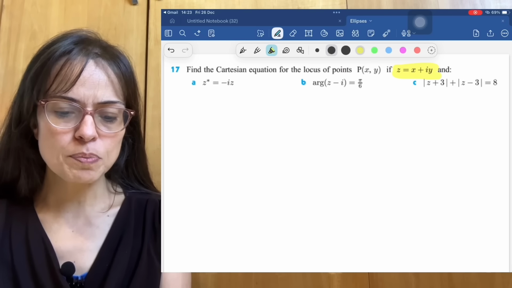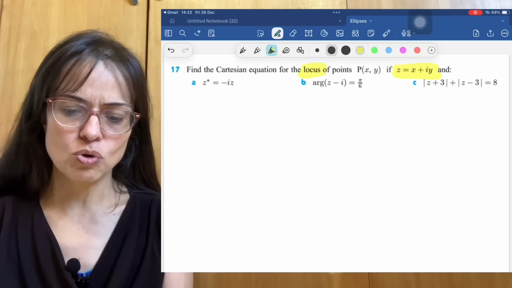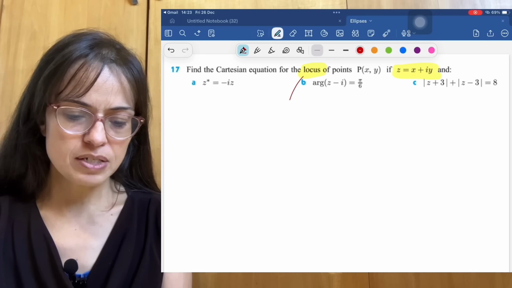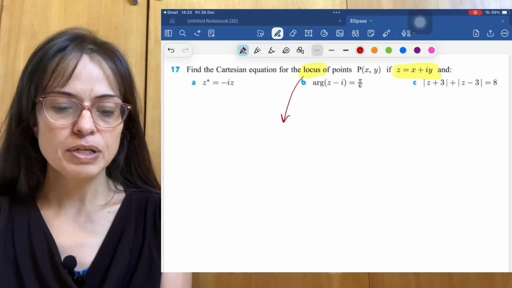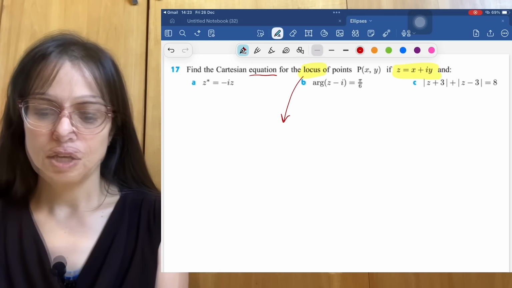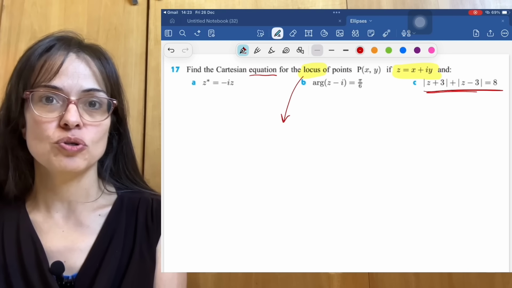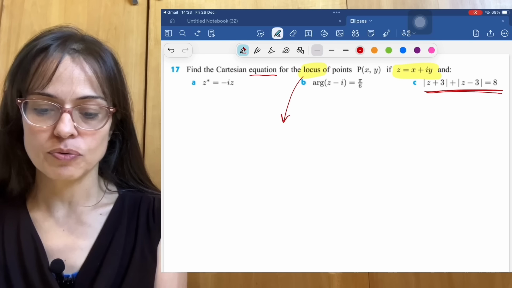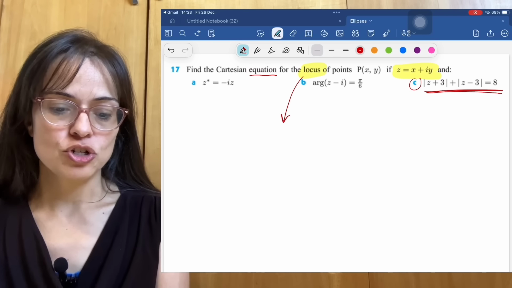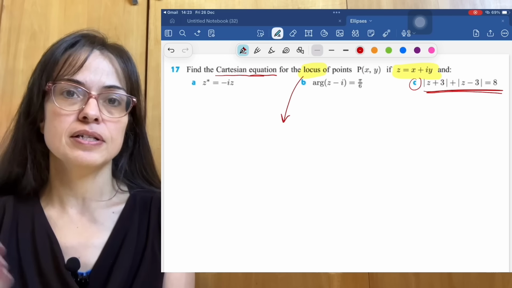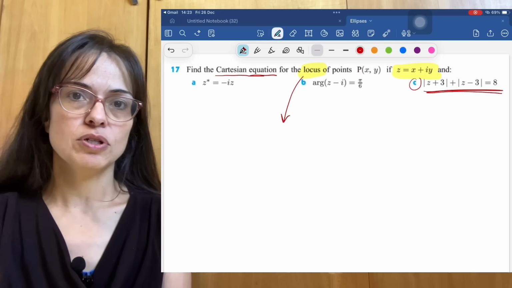A lot of times people get confused by the use of the word locus. This is not anything difficult, it is just a word, and it means you're going to find an equation. I know you are starting from an equation already. By the way, I'm going to do letter C of the question. But that is a complex numbers equation. You're going to find a Cartesian equation instead. That's going to be the locus.